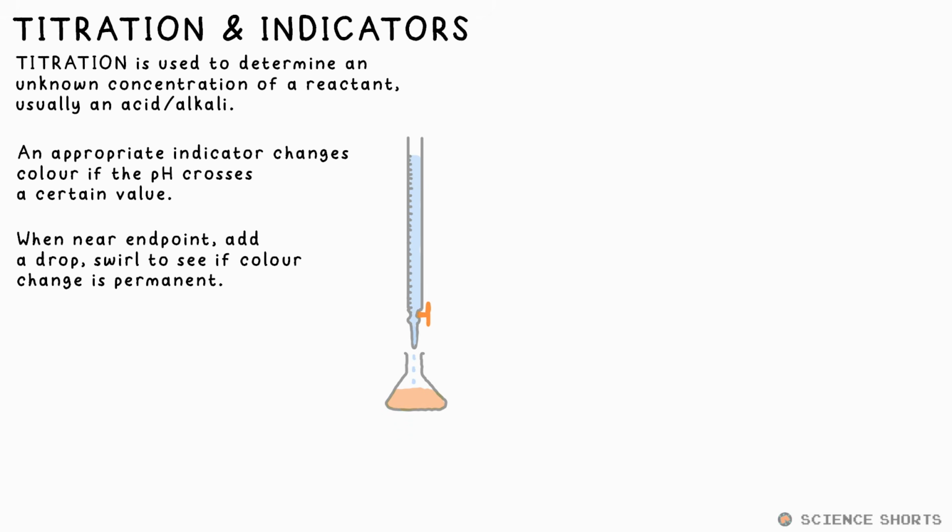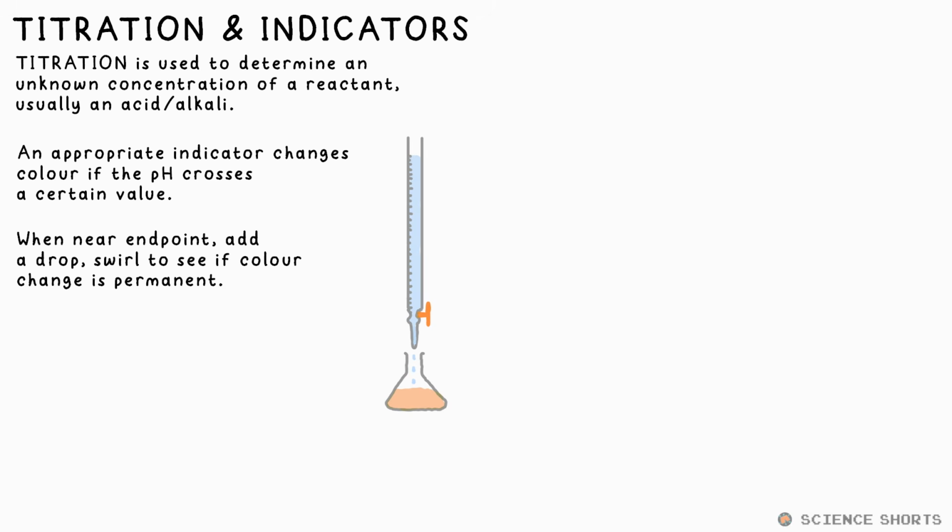An indicator will show us when there's a large pH change, like when it's gone from basic to acidic, showing that neutralization has occurred. To do a proper titre then, when we near the end point, we only let a drop of the acid in, which you can do by touching the inside of the flask against the bottom of the burette so the drop on the end drips in.